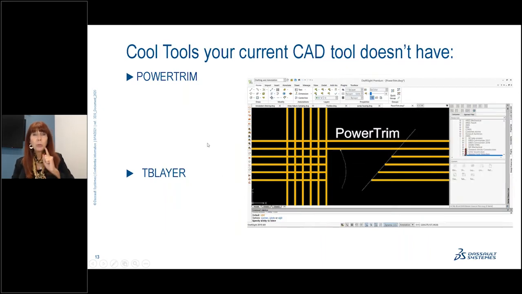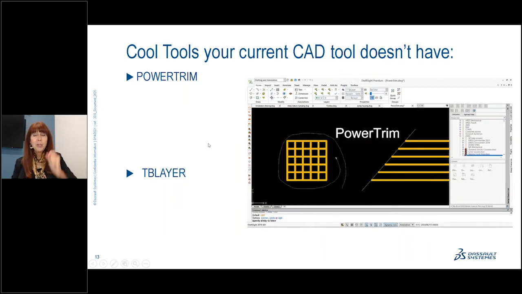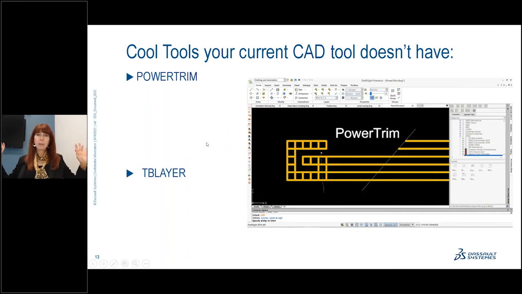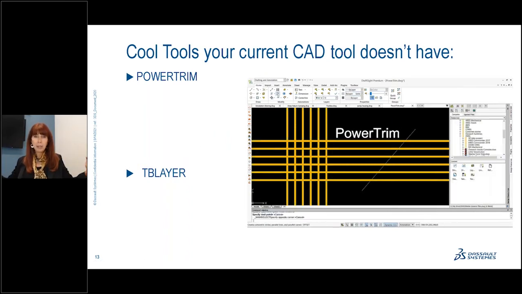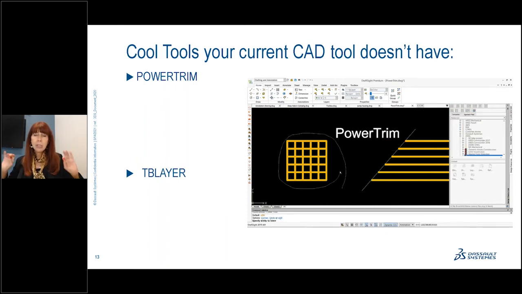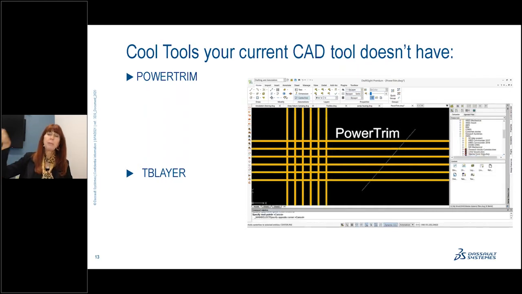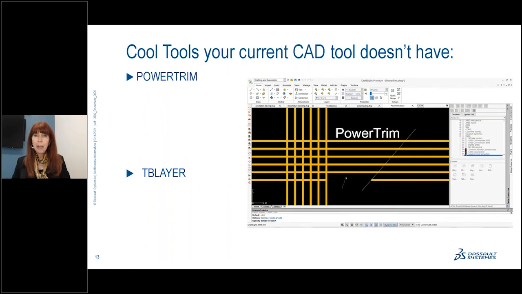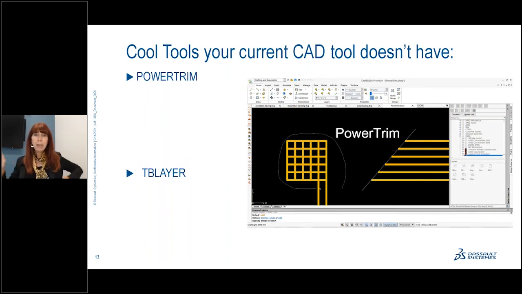All right, those cool tools that you wish that you had, let's talk about those. Power trim, by far my favorite command, hands down, in DraftSight, maybe any CAD program ever. We spend a lot of time trimming and extending, especially trimming. We have to go in, we select the cutting edges, and then we pick the objects to trim. Power trim, nothing. I go into the command, I just trim.